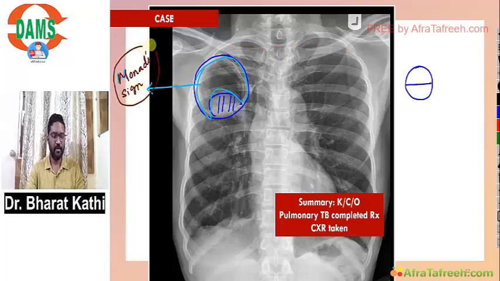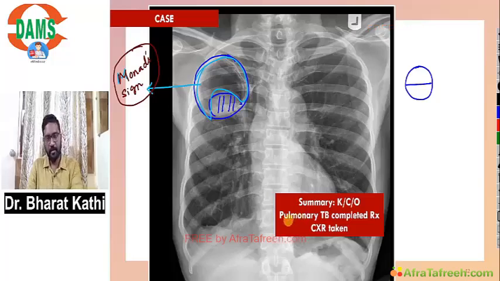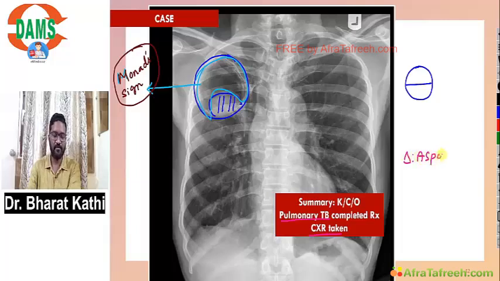Monod's sign. And usually the history will be pulmonary TB, completed treatment, chest X-ray taken. So what will be your answer? So this is a classical case of aspergilloma.